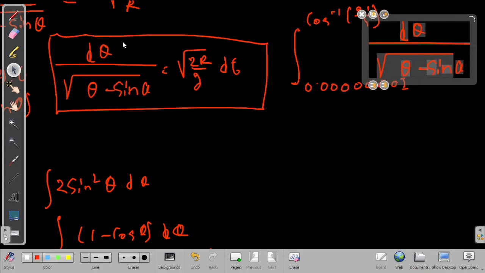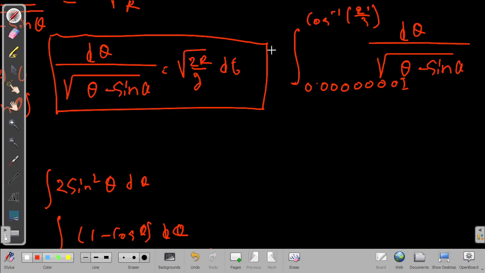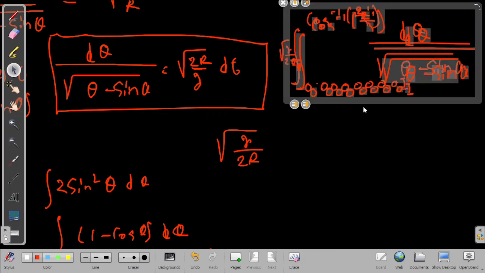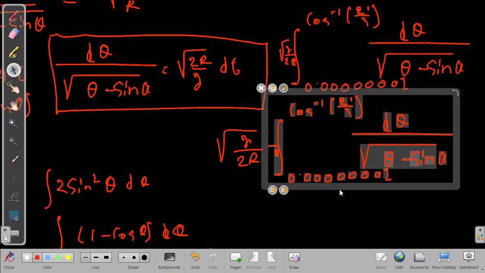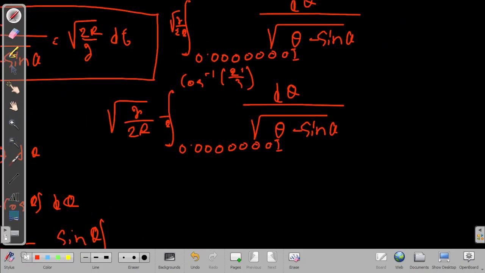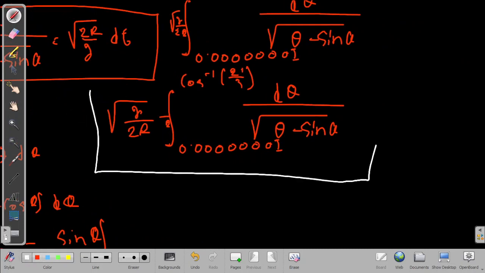Then multiply the whole thing with root over g by 2r, that is, root over g by 2r into this whole term. So we will get our final answer. That will be the time that we definitely need to break off the plane.